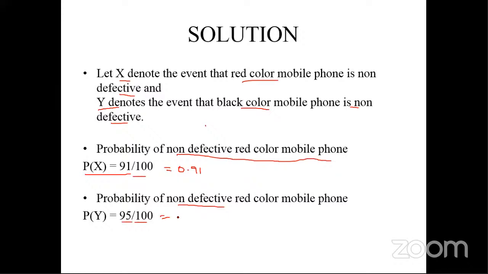95. 0.95. So we have 0.95. So that's what we have. Good. Now, to move on.